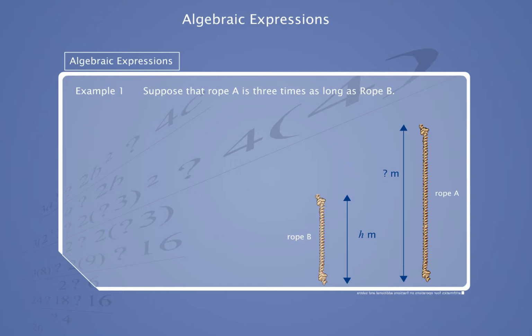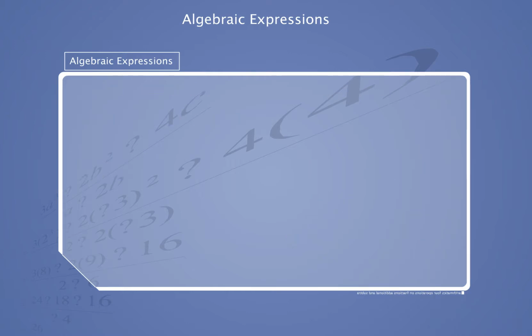Suppose that rope A is 3 times as long as rope B. If rope B is h meters long, how long is rope A? Some of you might have wrongly thought that h cubed meters is the length of rope A. Remember that h cubed means h times h times h, and not 3 times h, or h times 3.